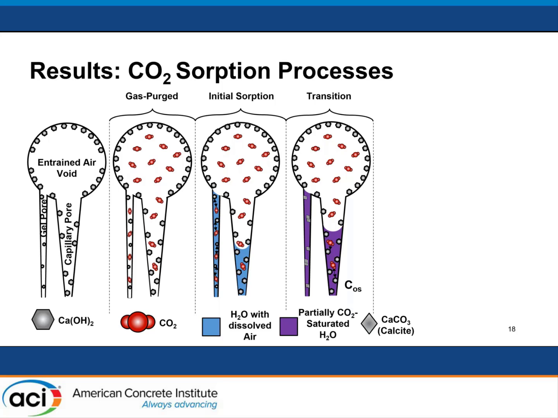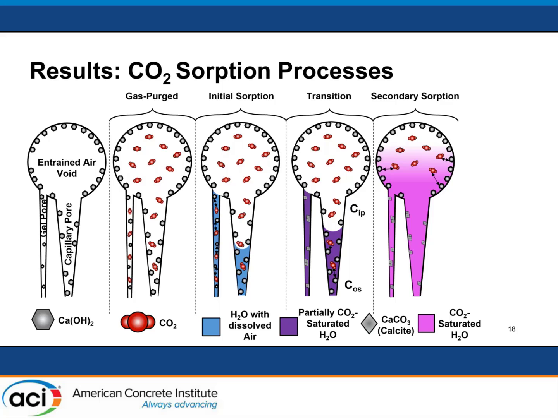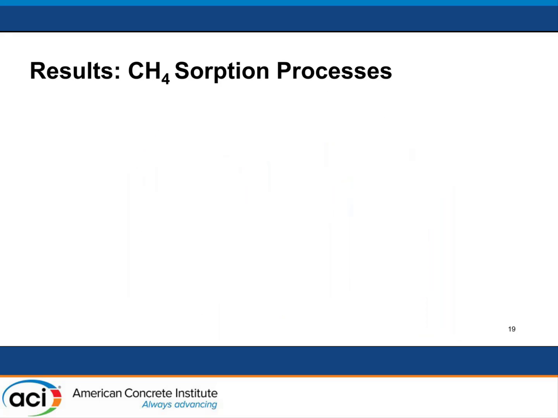And so it then becomes a function of a concentration gradient, a diffusion concentration gradient, which we believe might be why that was nonlinear. There was nonlinear behavior in the previous sorption plot that was shown for the CO2. And only then did the secondary sorption process continue, and calcium carbonate continued to deposit in the pore space.